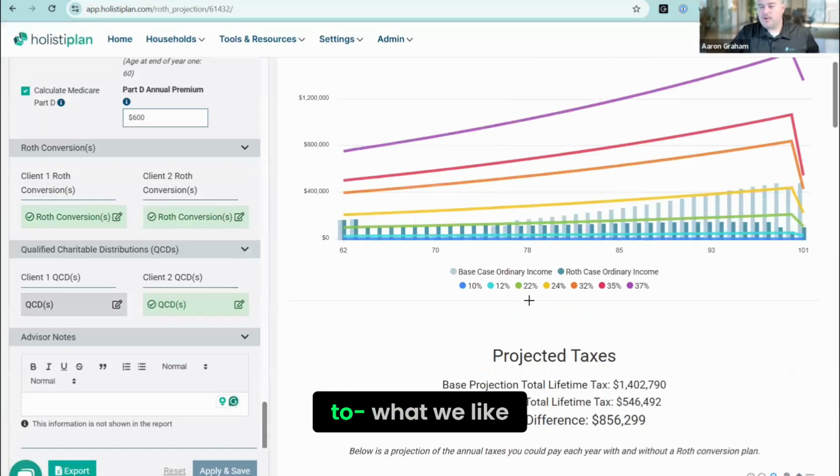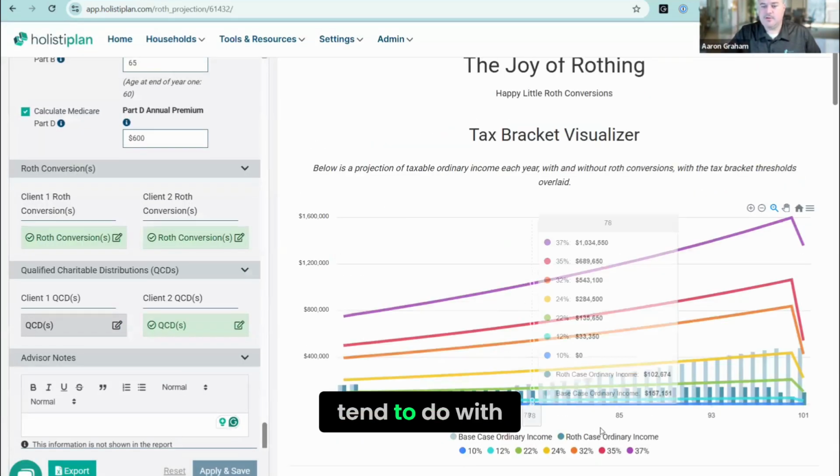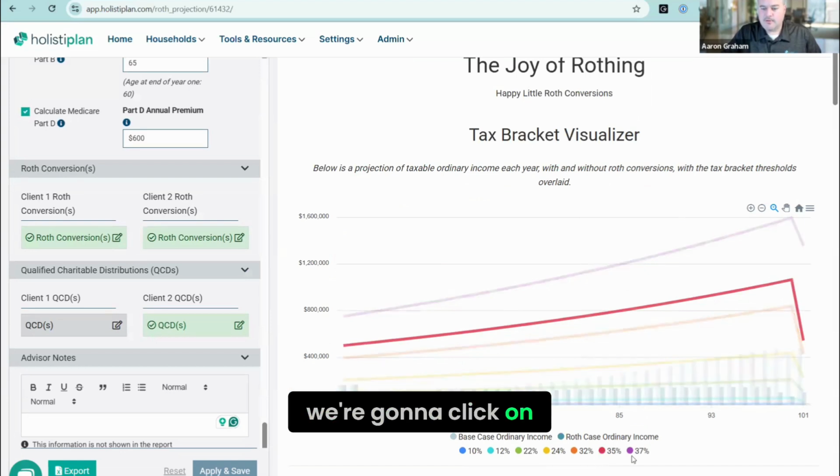So what we like to see advisors do, what they tend to do with their clients, we're going to click on all these labels.